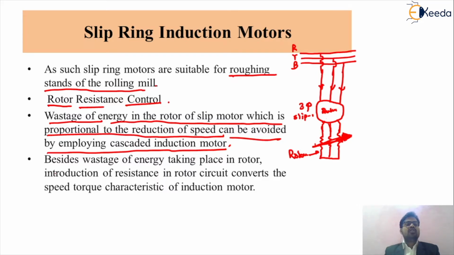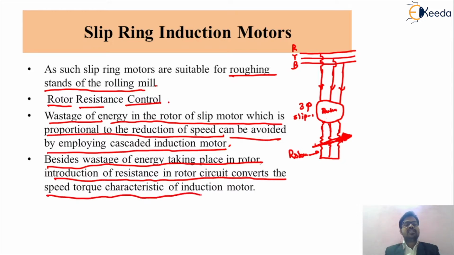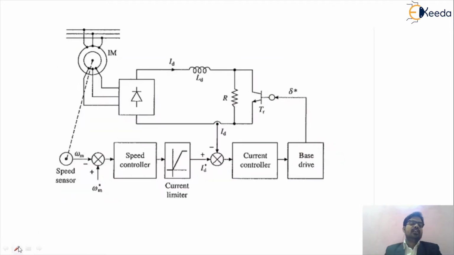Besides the wastage of energy taking place in the rotor, the introduction of resistance in the rotor circuit changes the speed torque characteristics of the induction motor. So friends, despite that wastage of energy, slip ring induction motors are preferred for the process called the roughing stands of the rolling mill in the steel rolling mill. Now we have to understand the drive of the rotor resistance slip ring induction motor in detail.